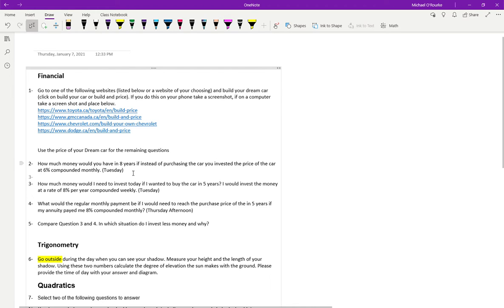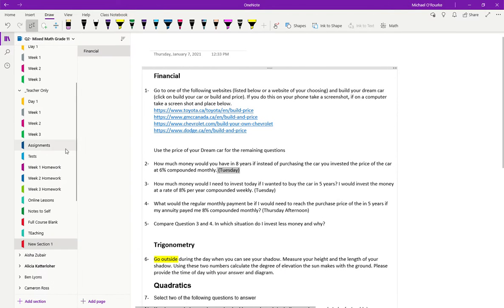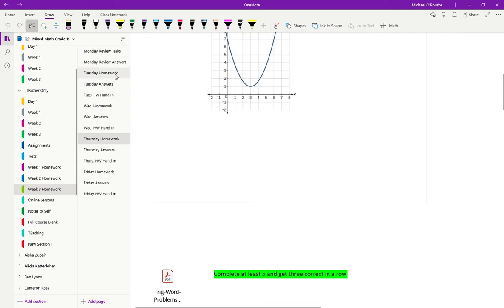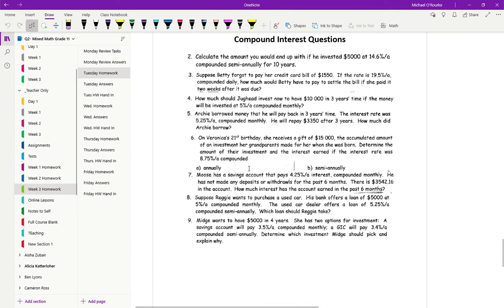Okay, and that's from Tuesday. If I were to go back and look at Tuesday's homework, week 3, Tuesday, so I'm looking for something where I invest money. Okay, so if you look here, calculate the amount you would end up if you invested 5,000, 14.6% compounded semi-annually. So that's a question just like it, right? Even question 4 is much more like it.